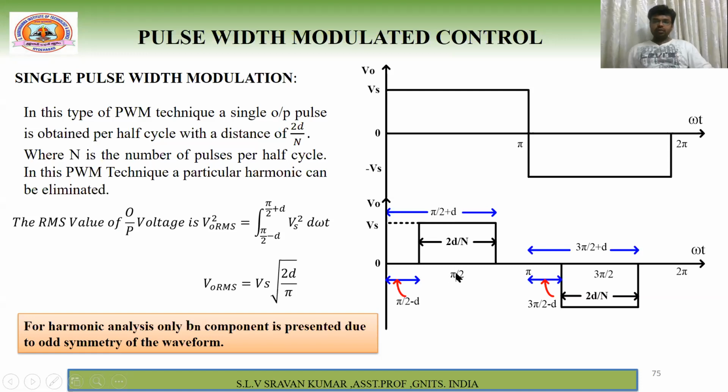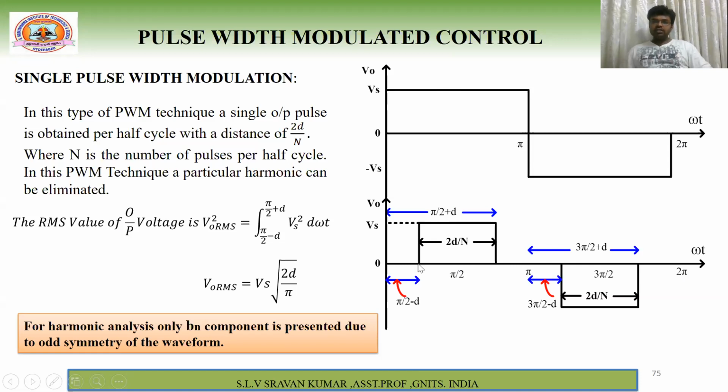Therefore, see, this is 0, this is pi, this is 2 pi. Exactly whatever the waveform is consisting of, the same angles I have taken. And this is exactly pi by 2, the middle of the waveform. Therefore, the total width is how much? 2d, because n is 1. From this point to pi by 2, the width is d, and pi by 2 to this point the width is d. Therefore, total it is 2d.